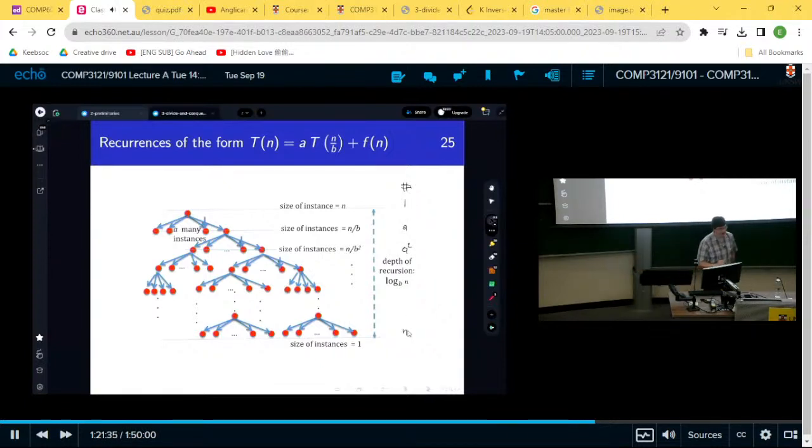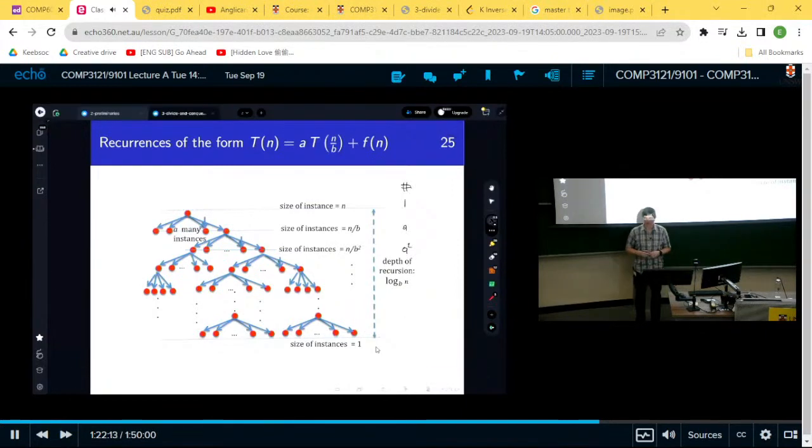Okay, I guess I was lying earlier. I said there are n nodes on the bottom level. That may not be true, because we're creating a subinstances, all of them with size n divided by b. It could be the case that a is huge but b is tiny, or b is close to 1. So our trees will become much broader than this.